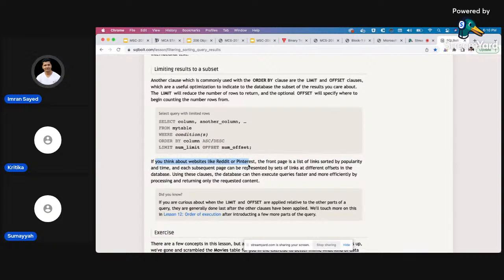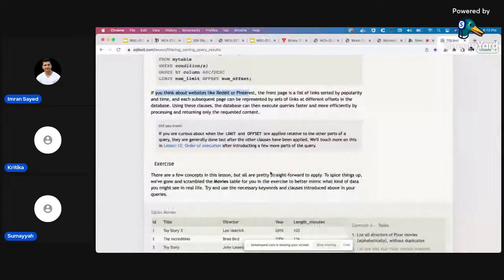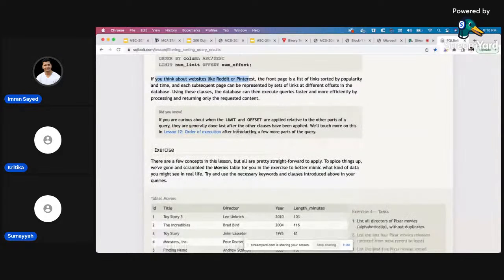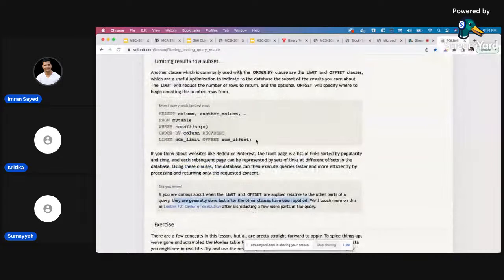If you think about Reddit, the front page isn't linked. Each subsequent page can be represented as a set of links to different offsets of the database using these clauses. Point to be noted, they are generally done last after the other clauses have been applied. So it's a best practice to put them at the end and not on top.